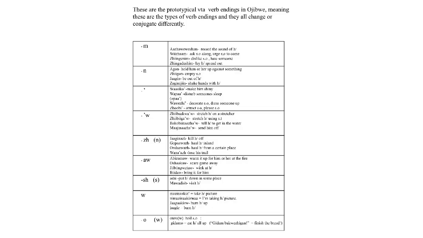So, like, Ajawe We Shim is one. Record the sound of him. Or We Jam. Ask somebody or invite them. We Jam. So these are ending with M. And we have Jinganim, dislike or hate somebody. And we have Jingadeshim. Those are M endings. There's many M endings, but we'll talk about how they conjugate or change later in this.